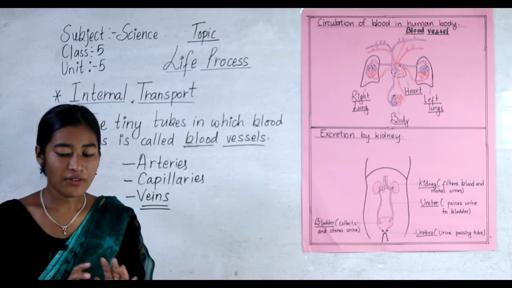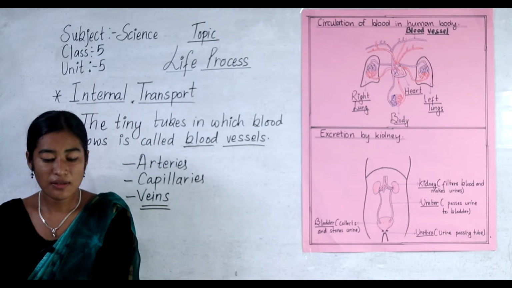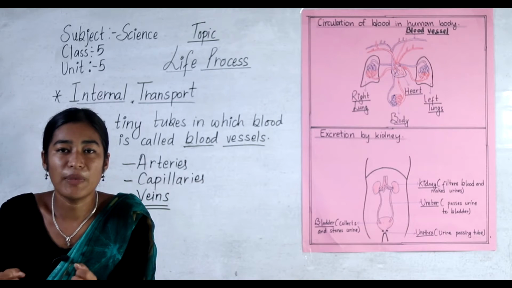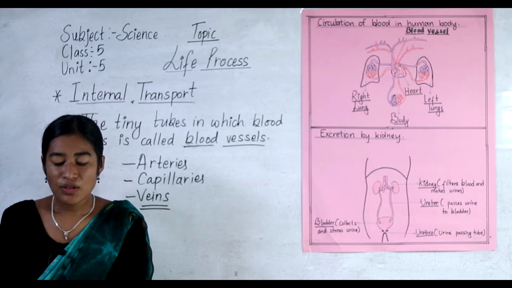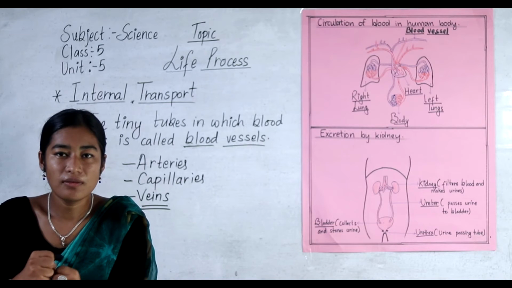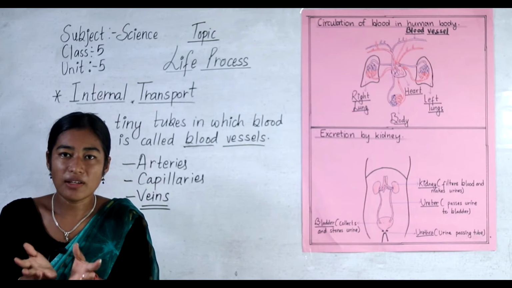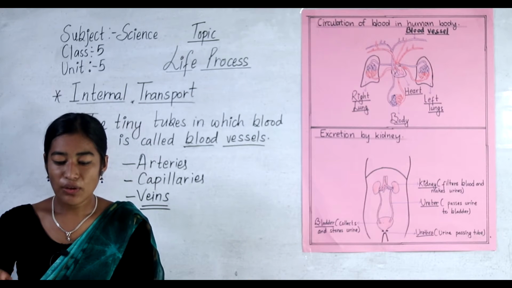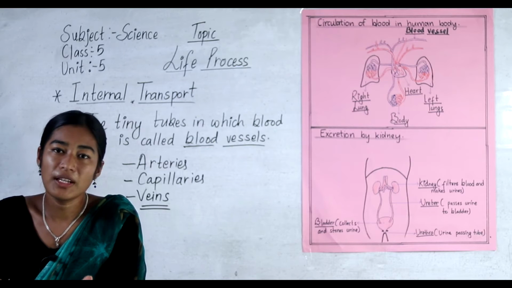So these are the internal transport, and in plants also there is circulation. How does circulation occur in plants? Do you know that? You know that the roots of plants absorb water, and that water reaches up to the leaves by internal transportation. In this way plants prepare their food in the leaves.